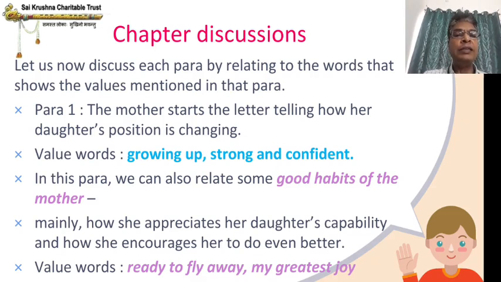She is appreciating that her daughter can do better, that the daughter is capable of doing this, and she is encouraging her to do even better. What are all the words? You will be ready to fly away and that will be my greatest joy. So these are the things she is telling the daughter. Now you can compare the words underlined in the video. You can either see the video or the points you have noted, and you will be able to remember why I am writing all these things. This is to remember what has been mentioned in the paragraph.